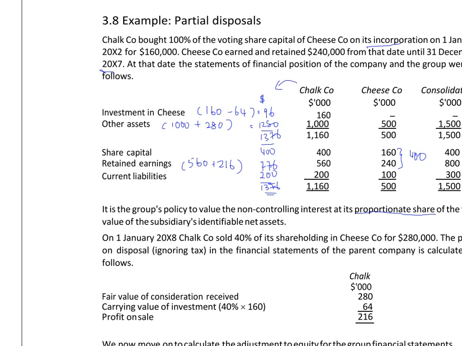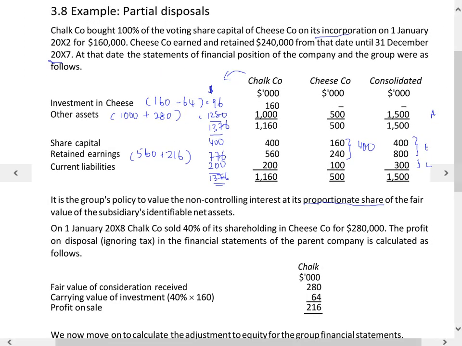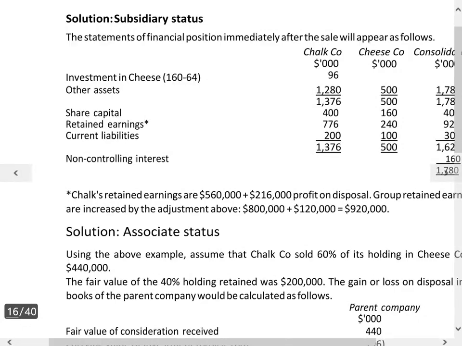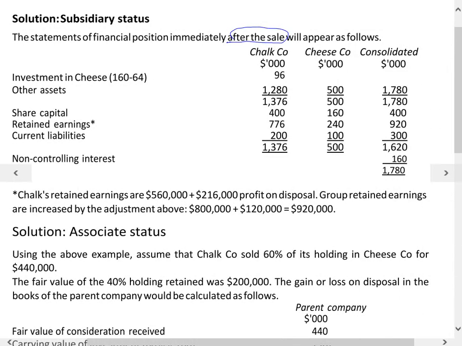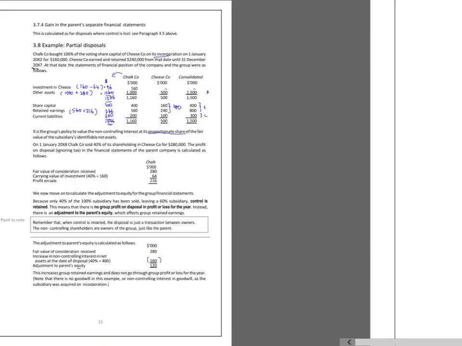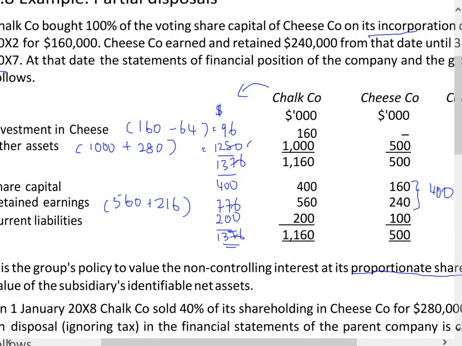First of all, we have a topic: is there any goodwill? If there is one, we're going to include the goodwill. Because I buy on incorporation, investment and incorporation. So let's look at this, which is after the disposal. Let's add a cross console. Buy on incorporation, no goodwill. 1280 plus subsidiary.